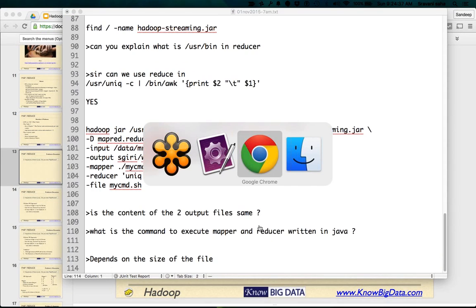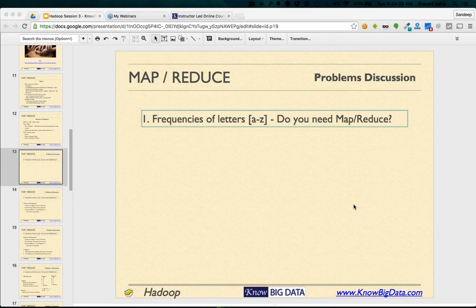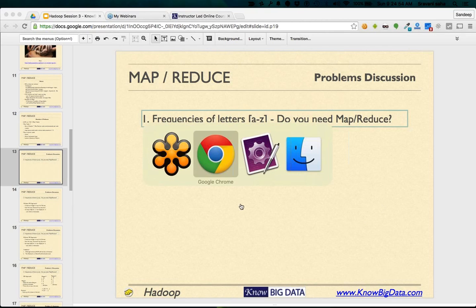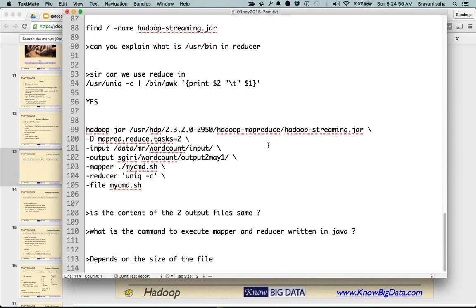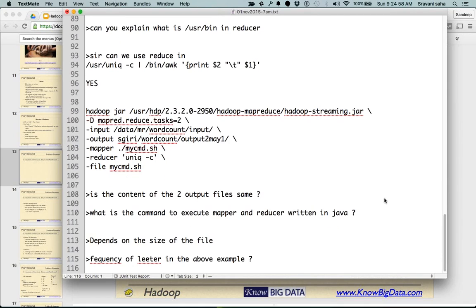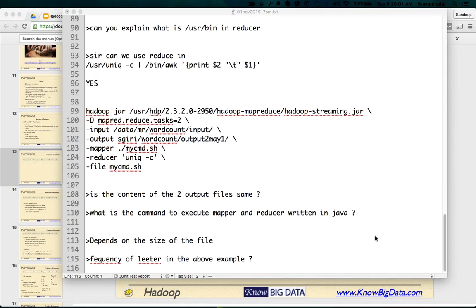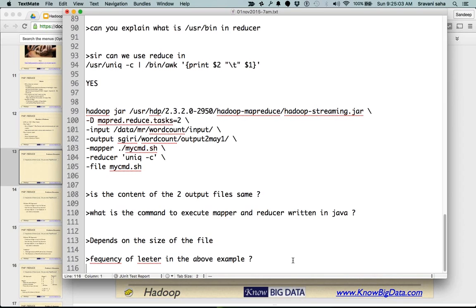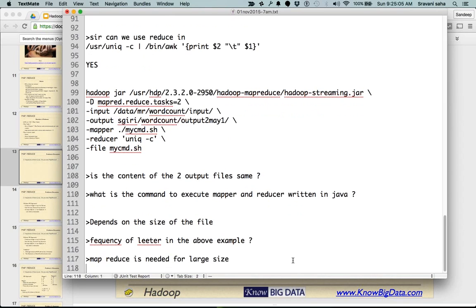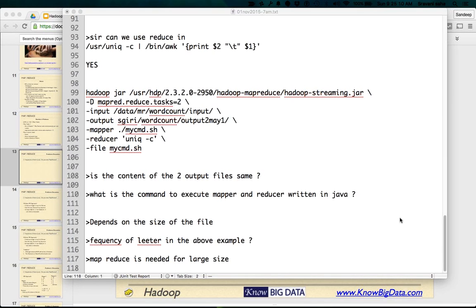Peter says that it depends on the size of the file. Carlos says maybe use Python. Rohit says we may need MapReduce. Here we are talking about a huge file, and you have to compute the frequencies of the letters. Harita says that MapReduce is needed for the large size.